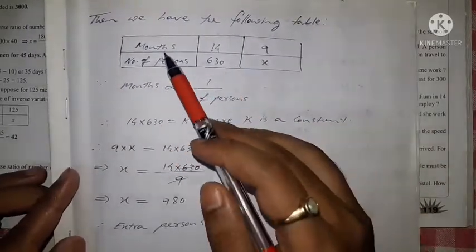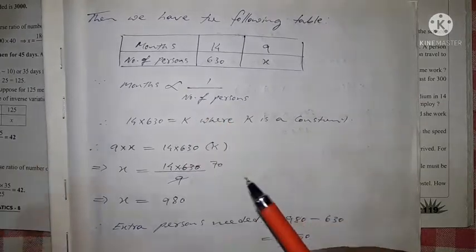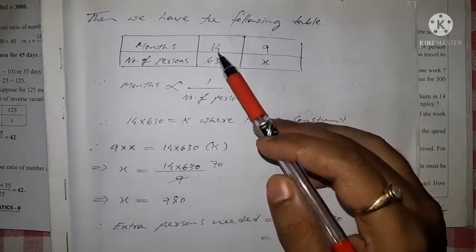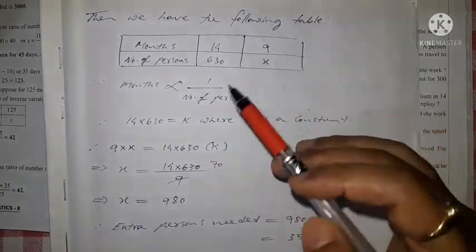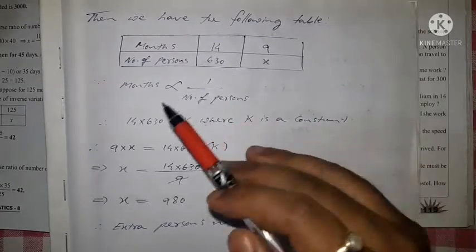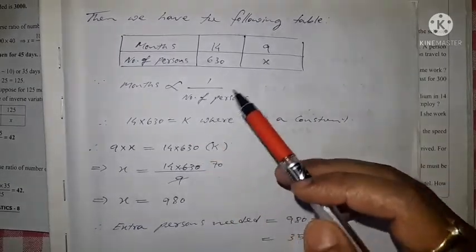Now these months and number of persons are inversely proportional. Obviously when the number of workers is more, the time taken will be less. So therefore months and the number of persons are inversely proportional.